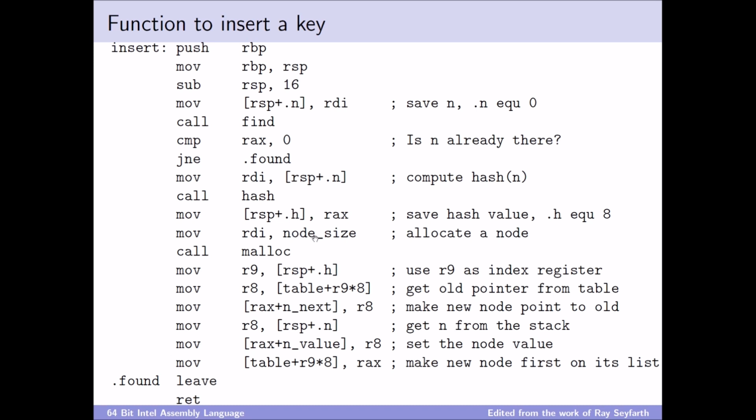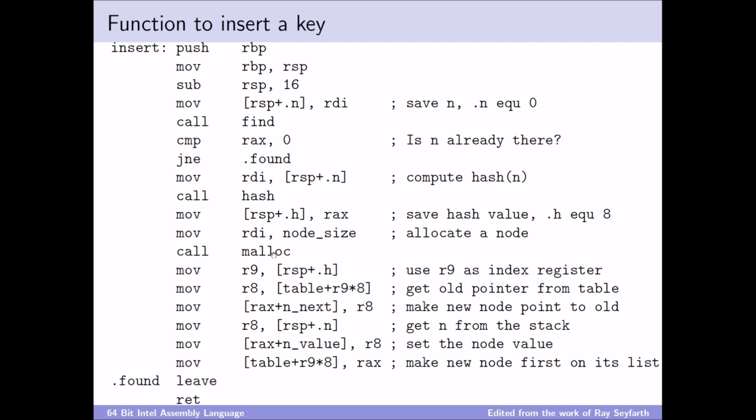We're then going to move node_size into RDI to indicate that we want to allocate a node_size number of bytes for our new node. So then we're going to call malloc. It's going to allocate that amount of space for us, and it's going to return to us a pointer to our new node.